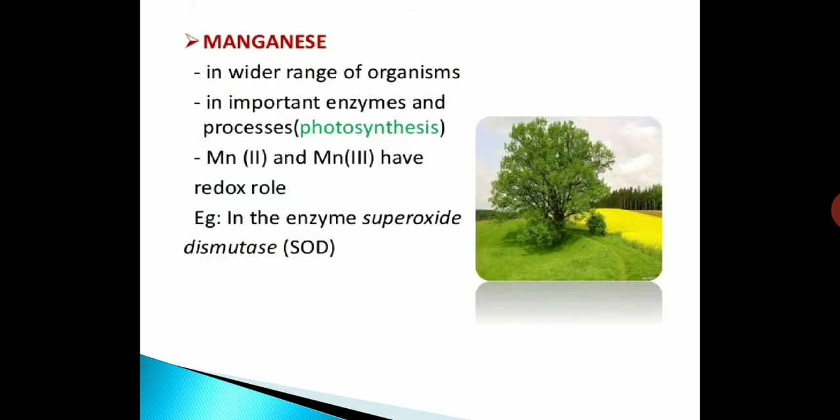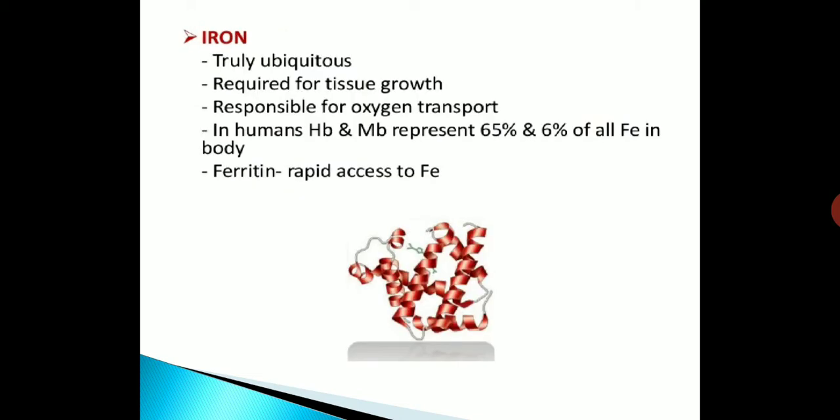Manganese. In a wider range of organisms, it is found in important enzyme processes, photosynthesis. Manganese II and manganese III have a redox role, for example, the enzyme superoxide dismutase, SOD.